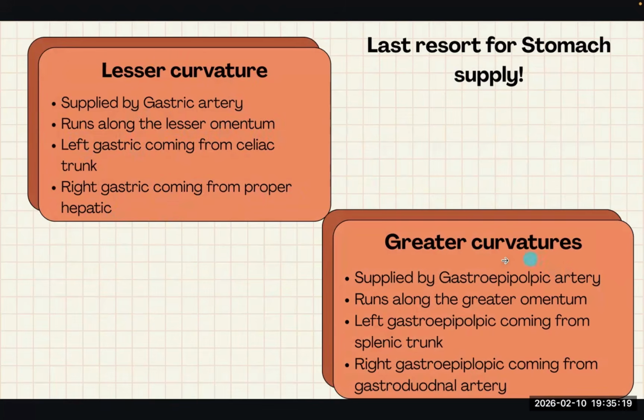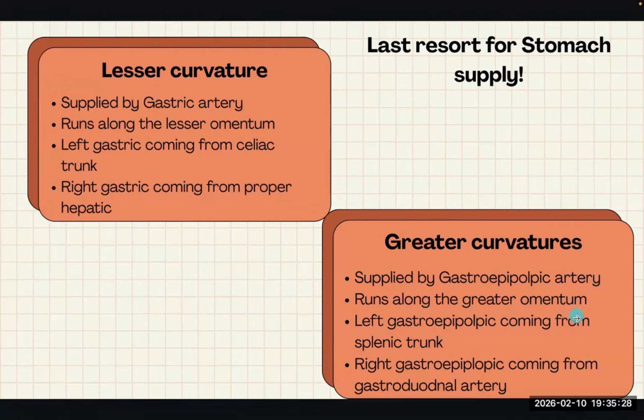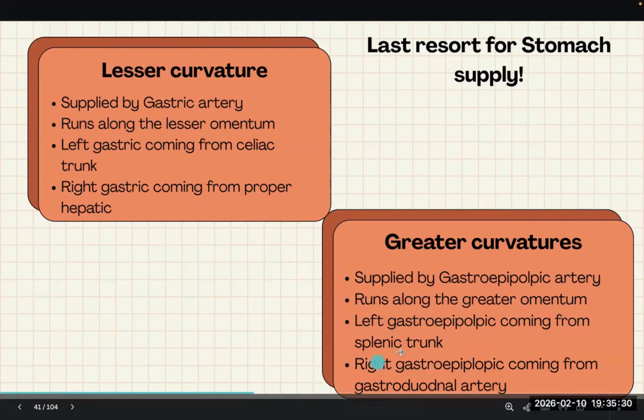Then we move on to the greater curvature, and it runs along the greater omentum, and again, it's supplied by the big words. So you have the left gastroepiploic coming from the splenic, and you have the right gastroepiploic coming from the gastroduodenal. This is the genie that answered our wish.